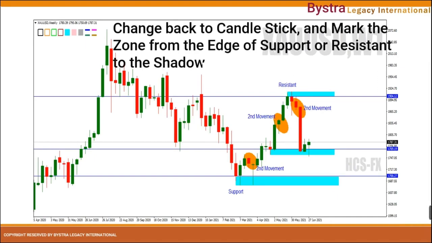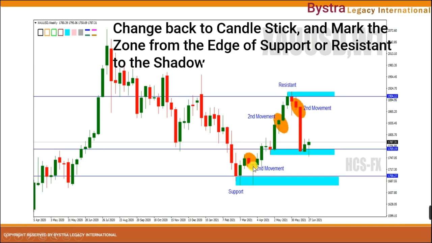Next, we change back to the candlestick chart. Mark the edge of the support from here all the way down to the shadow. So we mark from here to here. The resistance as well, mark from the edge of the resistance all the way up to the shadow. So this is our zone. From the edge of support, from the edge of resistance, mark all the way to the shadow or the wick. Same goes with this one.